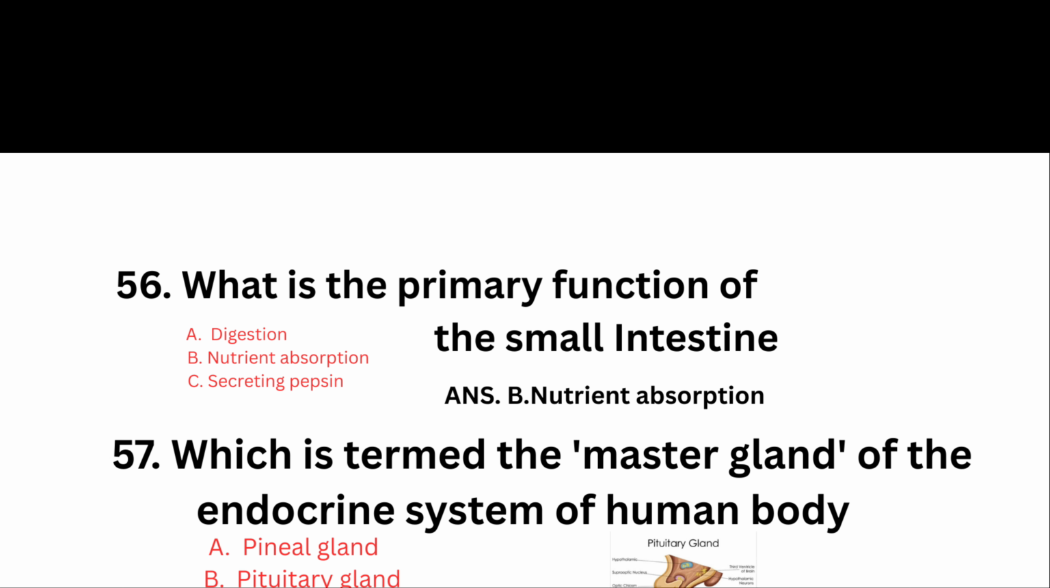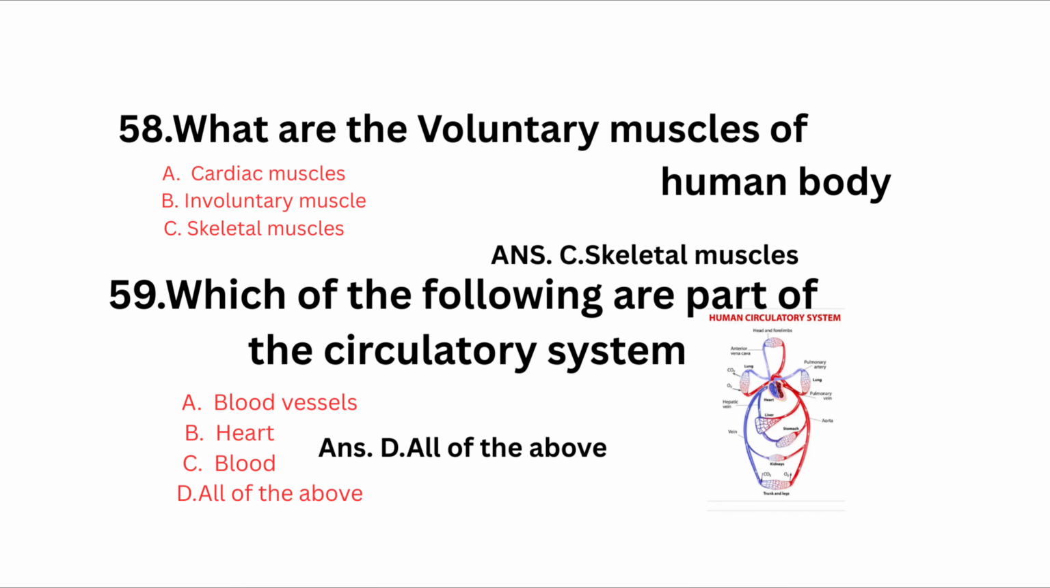Nutrient absorption. 57. Which is termed the master gland of the endocrine system of the human body? A. Pineal gland, B. Pituitary gland. The answer is obviously B, pituitary gland. 58. What are the voluntary muscles of the human body? A. Cardiac muscles, B. Involuntary muscles, C. Skeletal muscles. Answer is C.